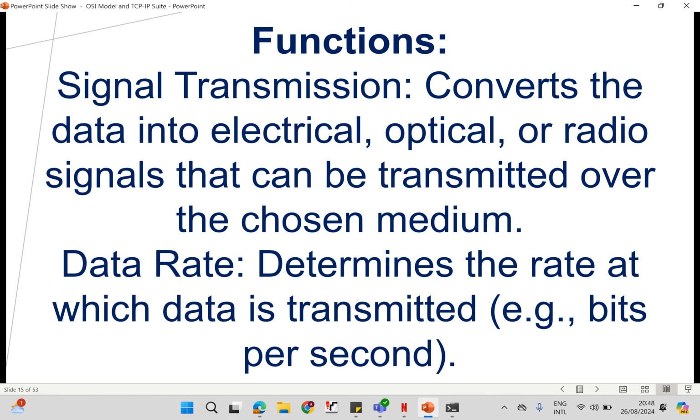The second function is data rate. It determines the rate at which data is transmitted, e.g., bits per second. So we are saying that, okay, you are using a Cat6 cable, an Ethernet cable, either Cat6, Cat5, Cat3. What is the difference between all of these different cats? The higher the cat, the more traffic it can carry. So Cat6 will carry more data than Cat5.